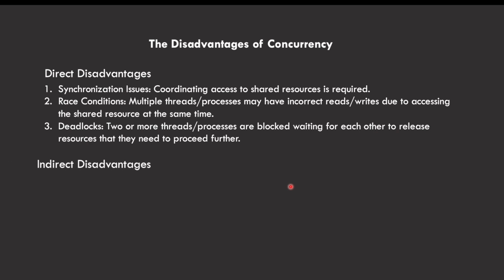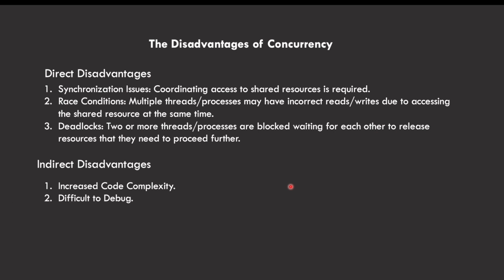The indirect disadvantages of concurrency are as follows. Increased code complexity. When you write concurrent programs, your code complexity increases dramatically. Like, you'd have to manage a lot of threads, a lot of processes. At the same time, you'd also have to write code in a way where you'd have to cater for different execution units, right? So overall, it increases the complexity of code.